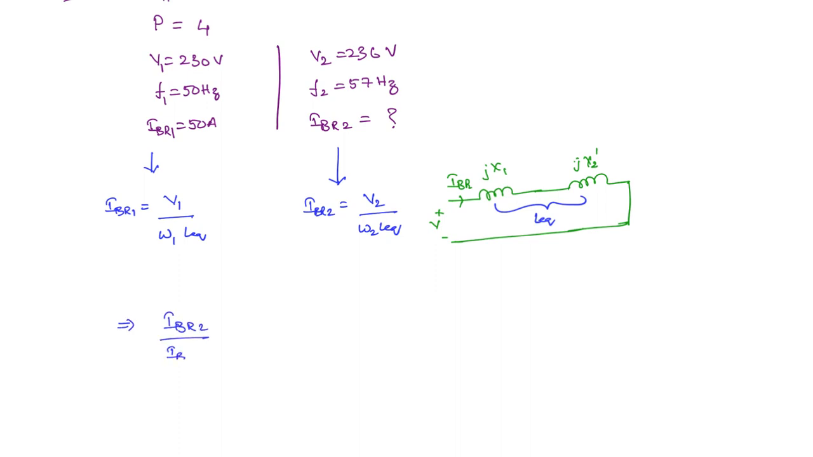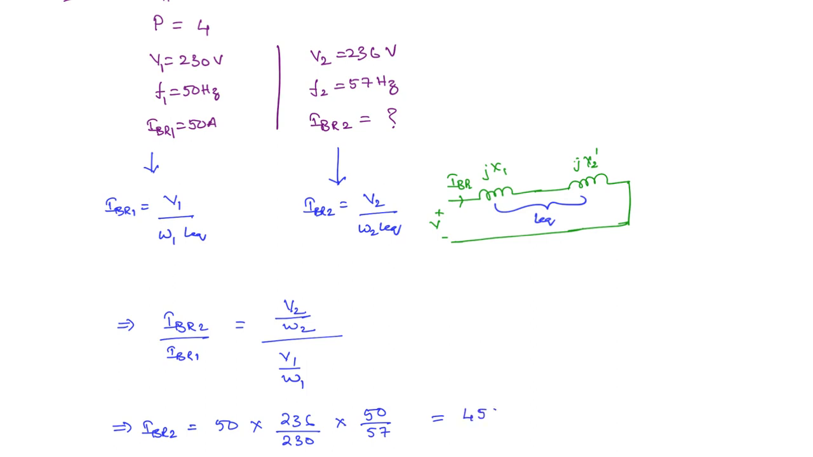So from here you can write IBR2 by IBR1 is equal to V2 by omega 2 divided by V1 by omega 1. So the blocked rotor current in the second case is IBR1, which is 50, into V2 by V1, that is 236 by 230. You can take this because the root 3 will be cancelled. It doesn't matter if you write 236 by root 3 or ignore the root 3. Okay. And into omega 1 by omega 2, which is simply F1 by F2, so 50 by 57, because omega is 2 pi F. Okay. So if you calculate this, you are going to get IBR2 as 45 amperes.